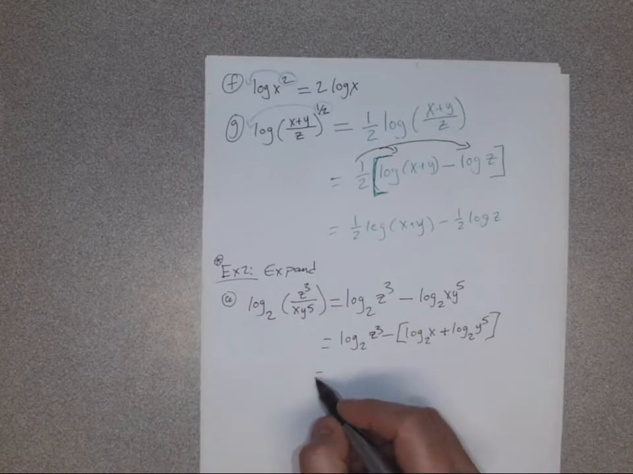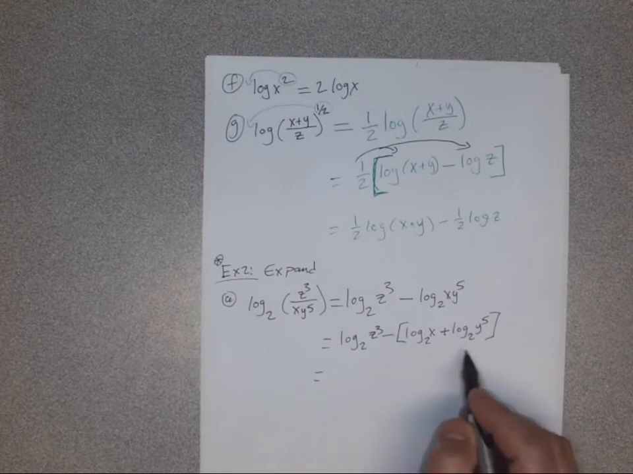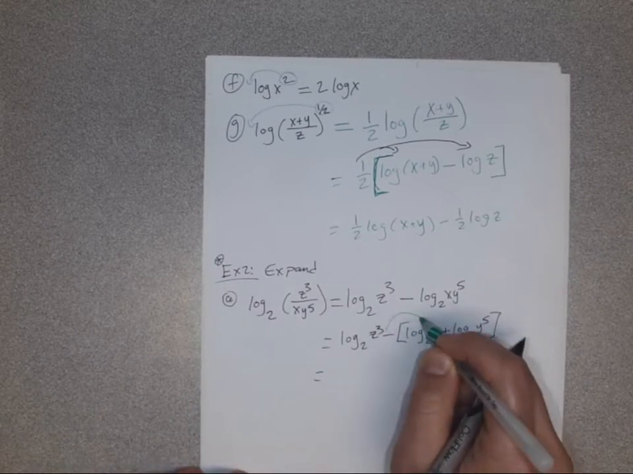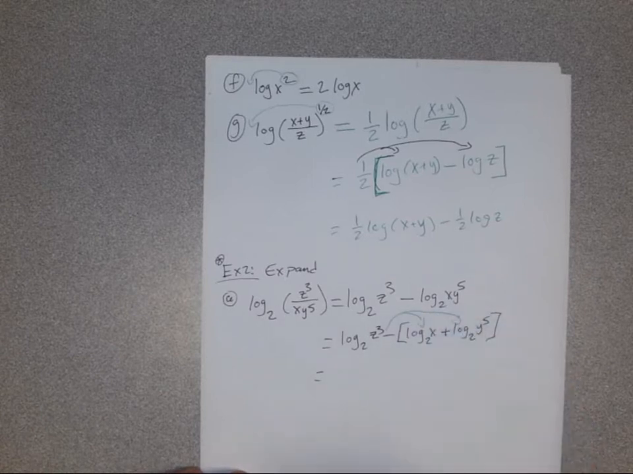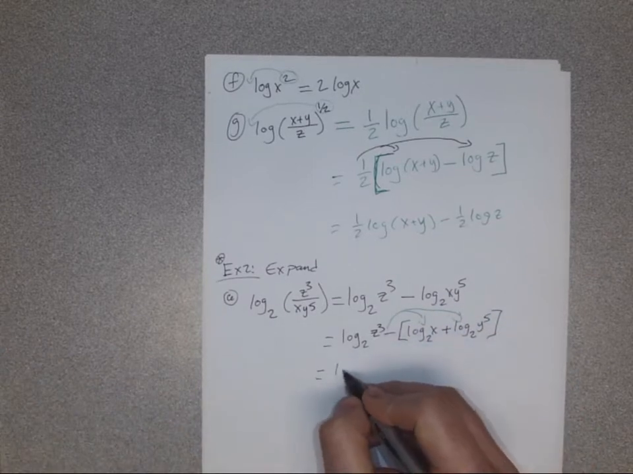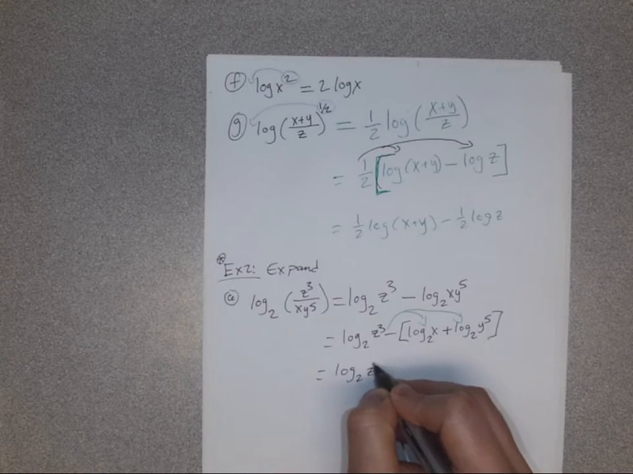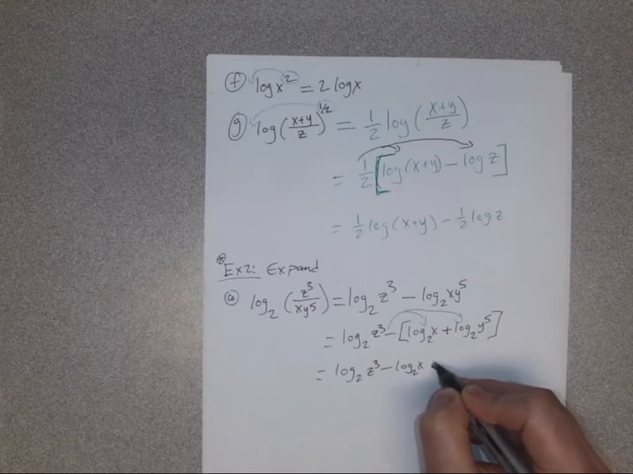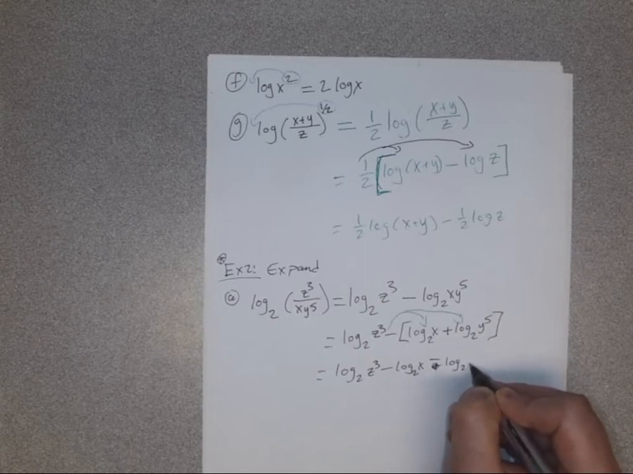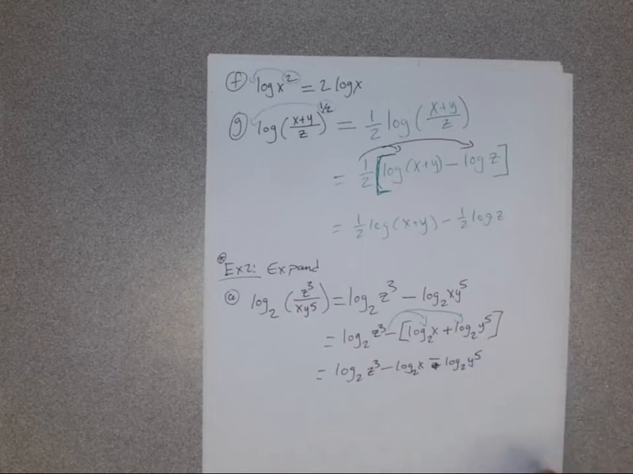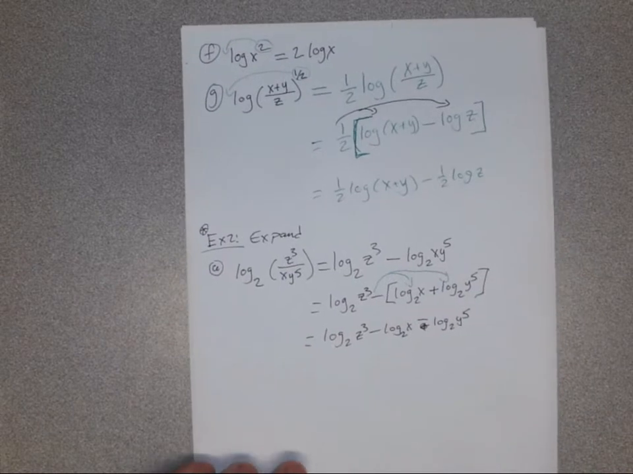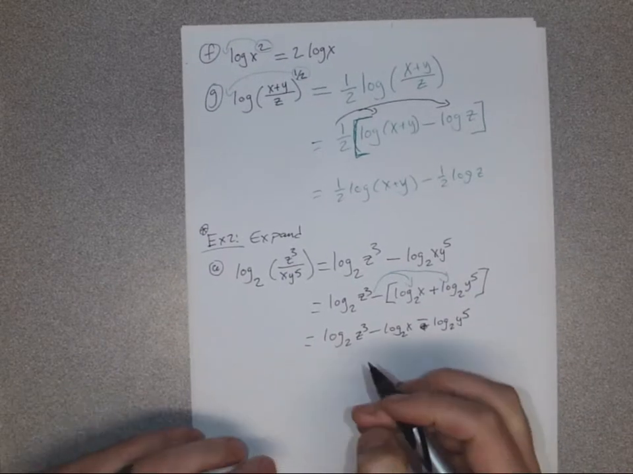All right. The next step is I'm going to distribute that negative into both of these terms. So this negative goes here, and it goes here. You multiply to both of them. All right, now we're almost there. The last thing to do is the power rule and to get those exponents out of there.